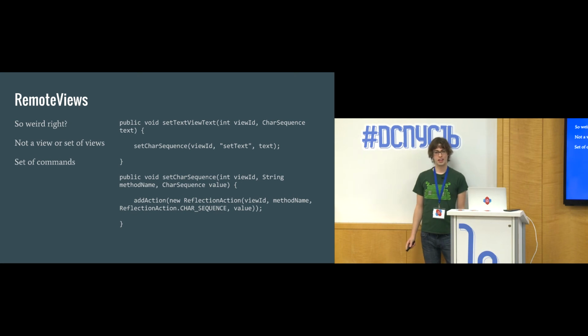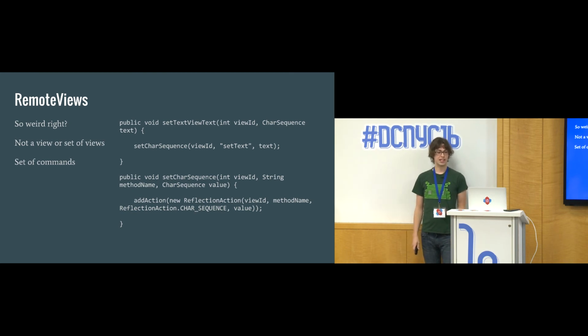Remote views. So remote views are weird. You've probably used them either in notifications or in app widgets. A common misconception is a remote view is a view, and it's not. It's a set of commands. So remote views are commands. You write the commands, you send them over to the system. The system sends them to the launcher, then the system UI for the notification, and that inflates it, and then it kind of executes these commands on it.